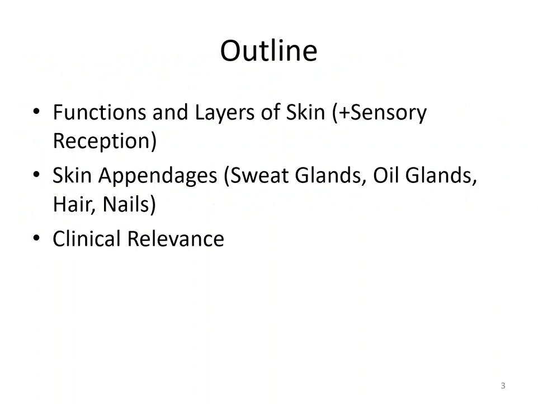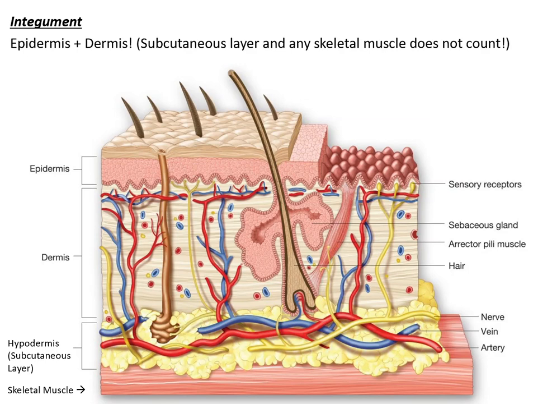So in the first part of our outline, we're going to go over the different layers of skin and also the functions of these various layers, as well as looking at how you have sensory receptors in certain layers of the skin and the different types of sensory receptors. So let's start off with just the basics here.